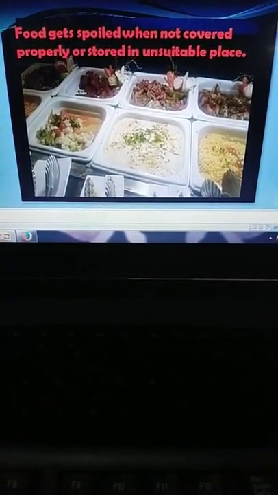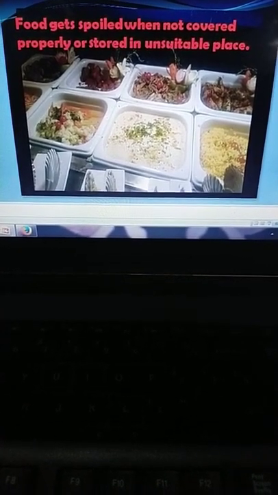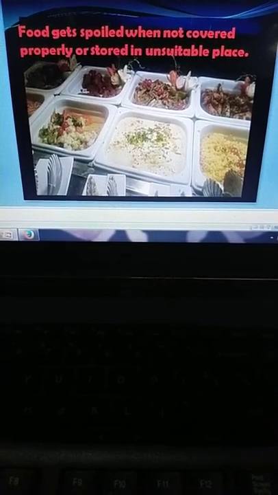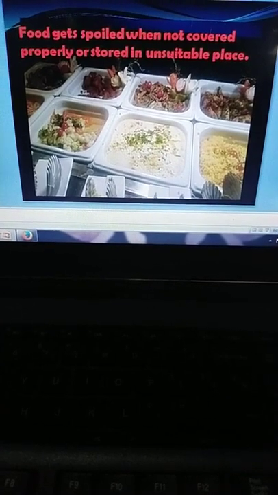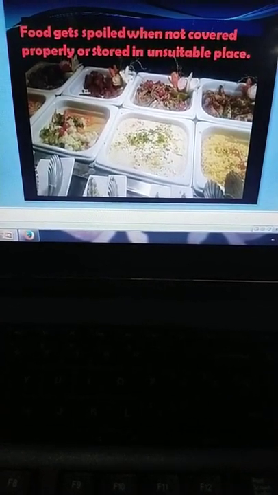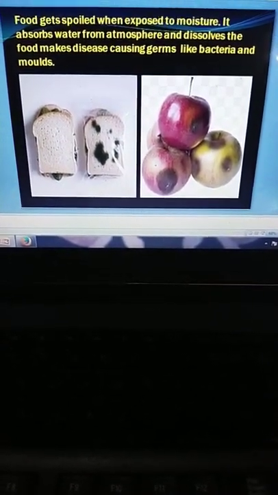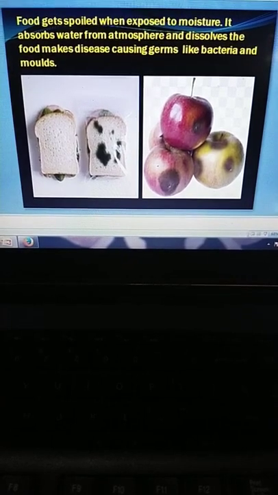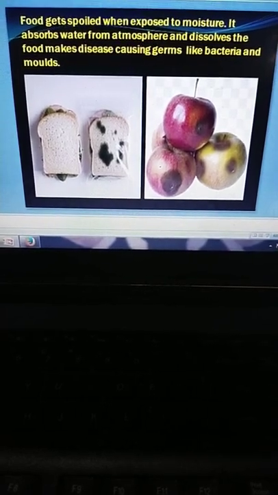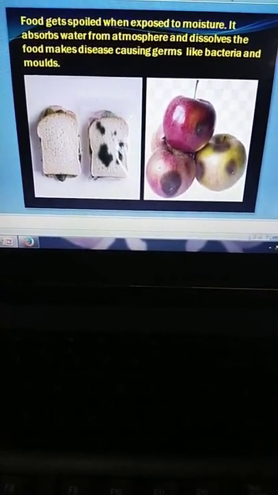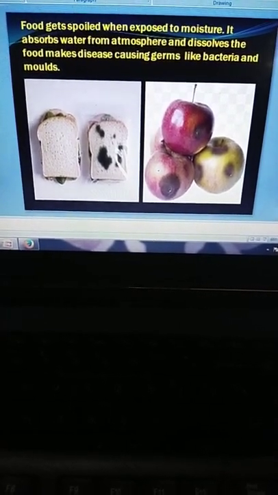Food gets spoiled when not covered properly or stored in unsuitable places. So whenever we don't cover our food, it gets in contact with various sources in the atmosphere and gets spoiled. Food gets spoiled when exposed to moisture. It absorbs water from the atmosphere and dissolves the food, and makes disease-causing germs like bacteria and molds. So students, do you know what is molds?